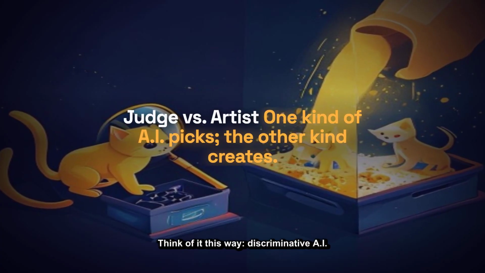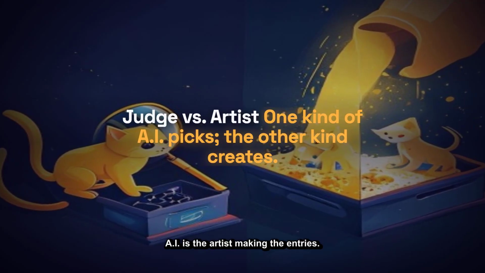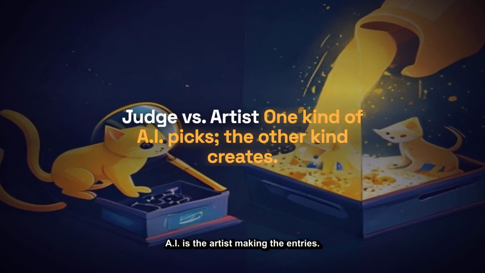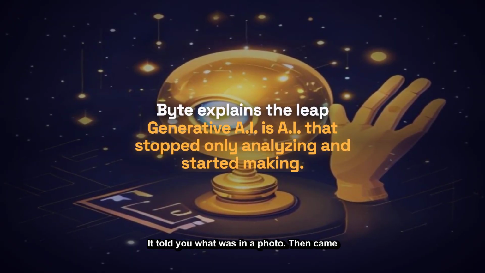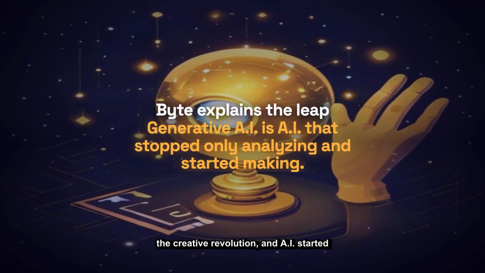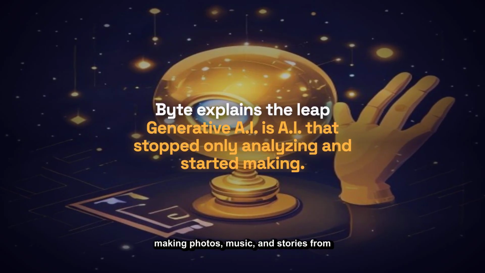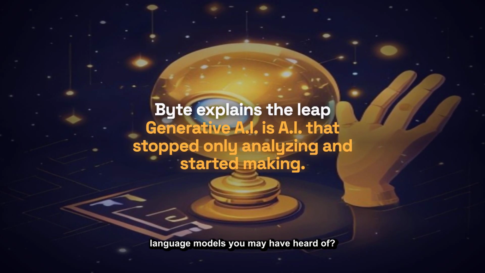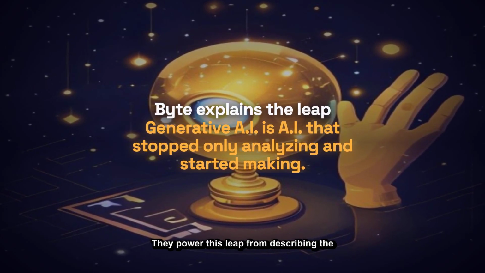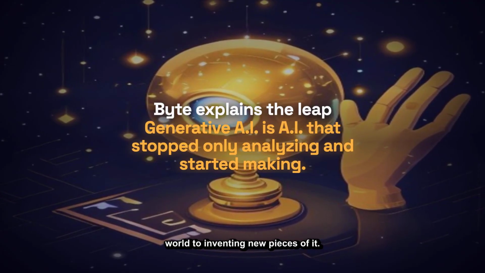Think of it this way. Discriminative AI is a judge picking a winner. Generative AI is the artist making the entries. Byte says, for years, AI only analyzed. It told you what was in a photo. Then came the creative revolution, and AI started making photos, music, and stories from scratch. The same transformers and large language models you may have heard of, they power this leap from describing the world to inventing new pieces of it.